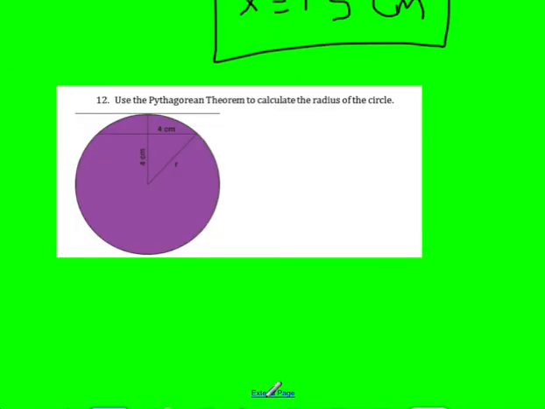Next, let's take a look at this one. Use the Pythagorean theorem to calculate the radius. So this right here is a right angle. So we have 2 legs with 4 centimeters. Our unknown, our radius, is the hypotenuse of that right triangle. So then I end up getting 16 plus 16 is equal to r squared. So r squared is equal to 32. I'm going to take the square root of both sides. So r is equal to the square root of 32.